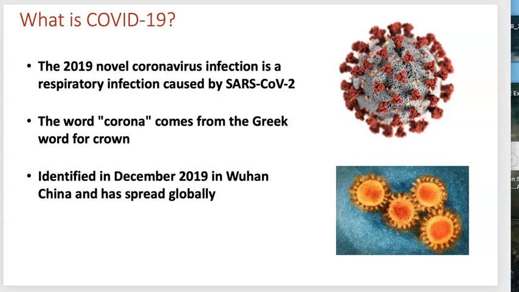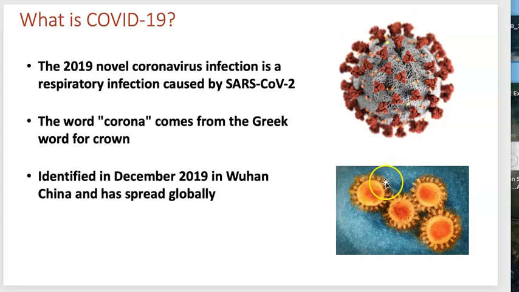This virus has been around for about 2 years. The 2019 novel coronavirus infection is a respiratory infection caused by SARS-CoV-2. The word corona comes from the Greek word for crown, and so you can see in this particular model how the microbe has very prominent spikes that give it a crown-like appearance.